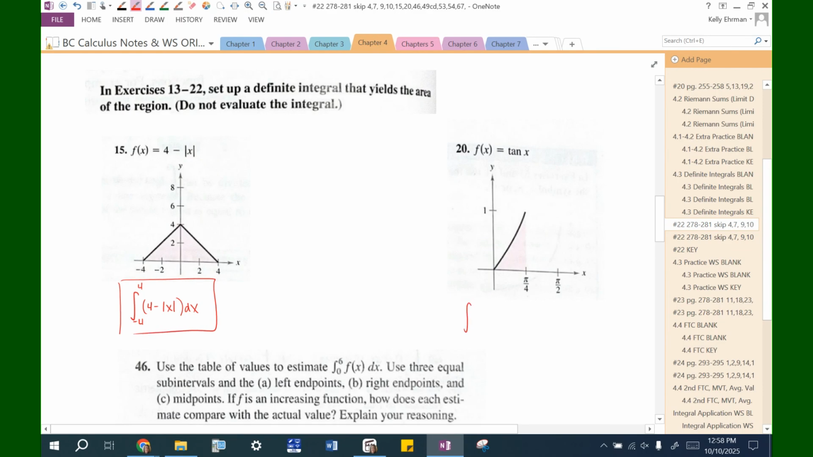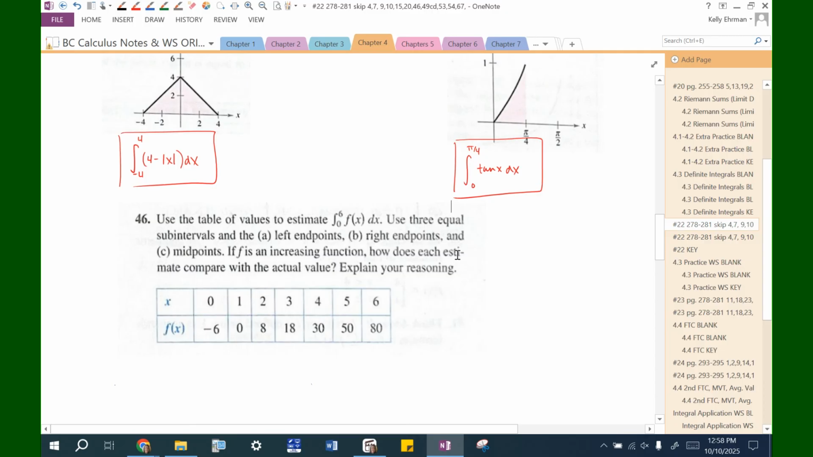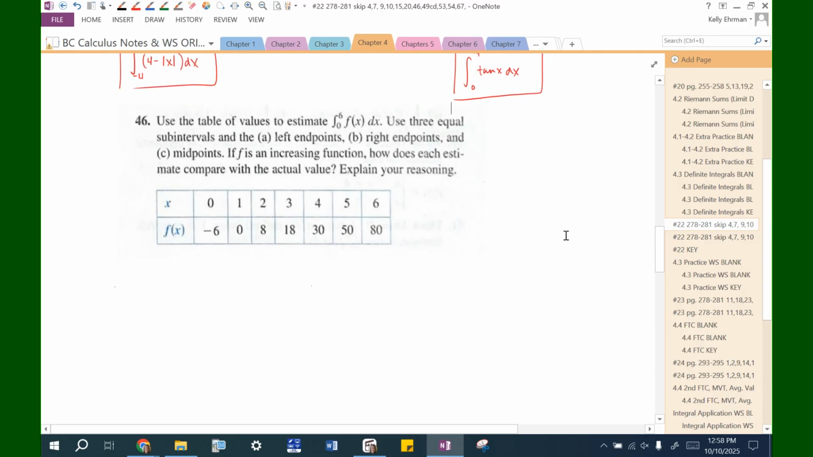This one is the integral from 0 to pi over 4 of tangent x dx. Write the dx. It's the easiest thing to forget. It's the most common thing that is left off of problems for my students year to year. And it's something we definitely have to write to make this correct.